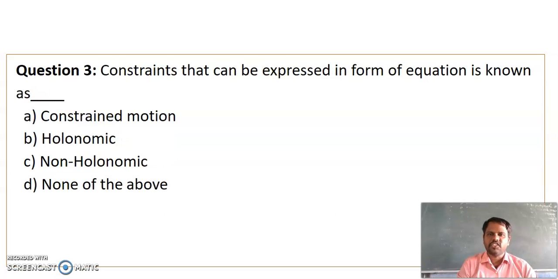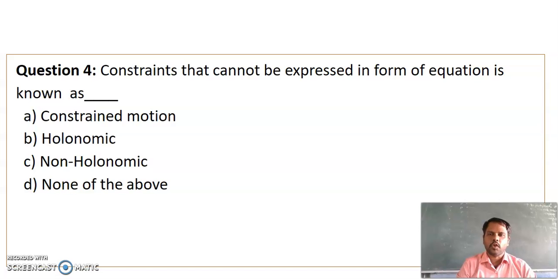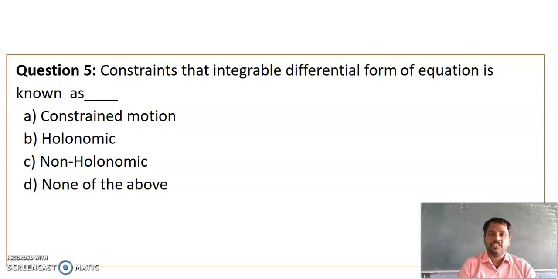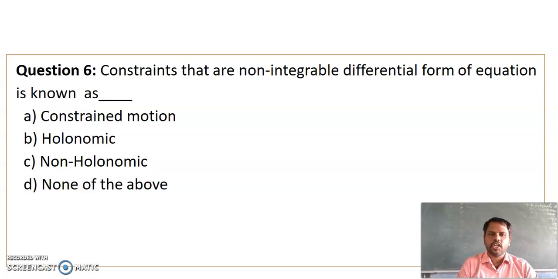Question number 3. A constraint that can be expressed in the form of an equation is known as what type of constraint? It is holonomic constraint. Question number 4. Constraints that cannot be expressed in the form of an equation are known as non-holonomic constraint. Constraints that are integrable differential forms of equation are known as holonomic constraint. Constraints that are non-integrable differential forms of equation are known as non-holonomic.